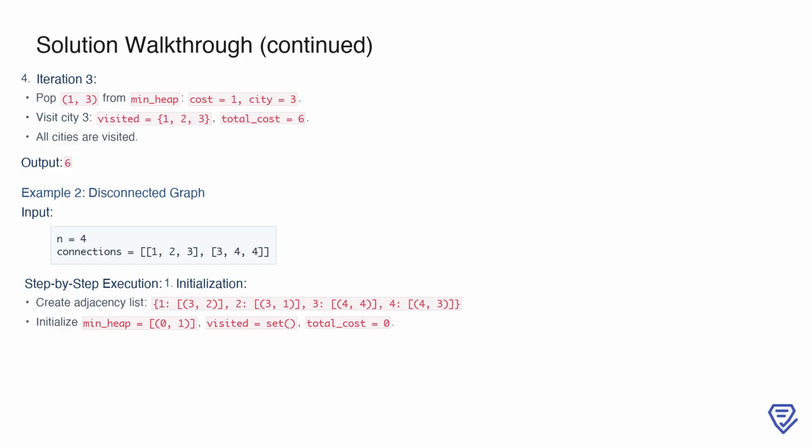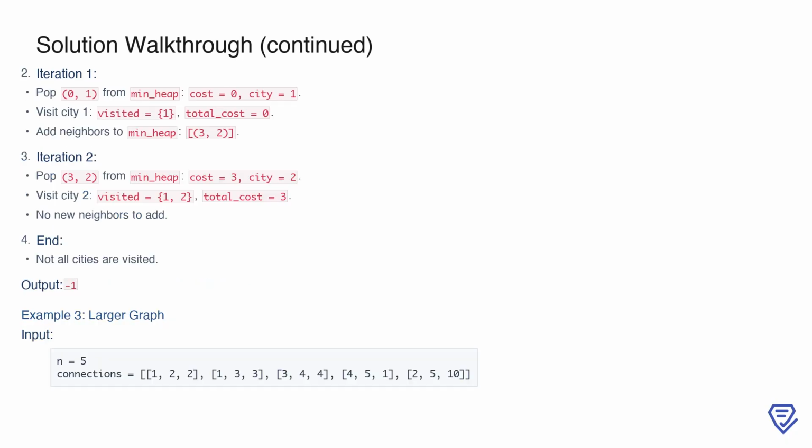We visit City 1, add it to the visited set, and push its neighbor, City 2 with cost 3, into the heap. Next, in the second iteration, we pop the smallest cost from the heap, which is 3 for City 2. After visiting City 2, we update the total cost to 3. At this point, there are no more neighbors to add to the heap. Unfortunately, not all cities have been visited, which means the graph is disconnected, and it's impossible to connect all cities. As a result, the output is -1.